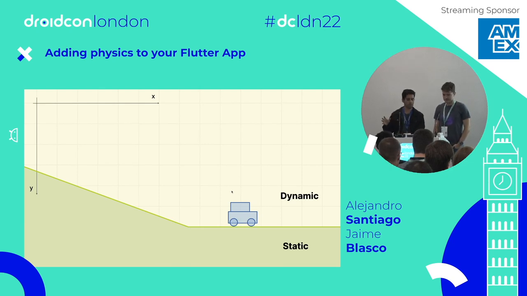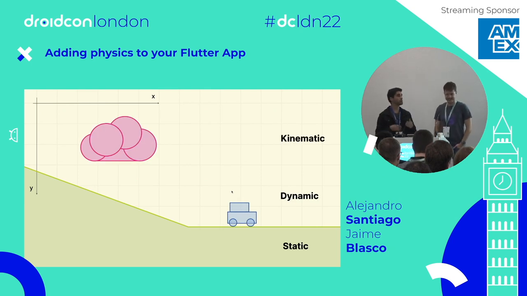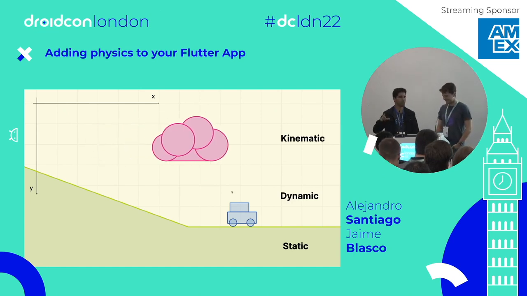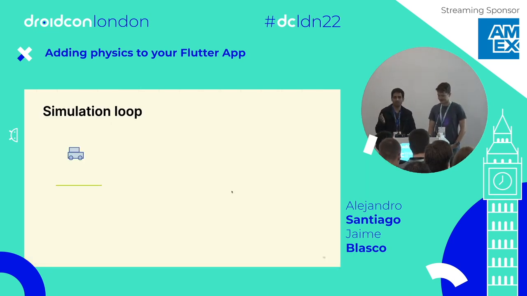We also have another body type that is called kinematic. We're not going to be covering this today because it's rarely used, but just to give a brief explanation, it's not affected by gravity, but you can define a normal velocity for it, and then it will just move. So for example, we add a cloud into our game that does nothing itself. It's just in the background.